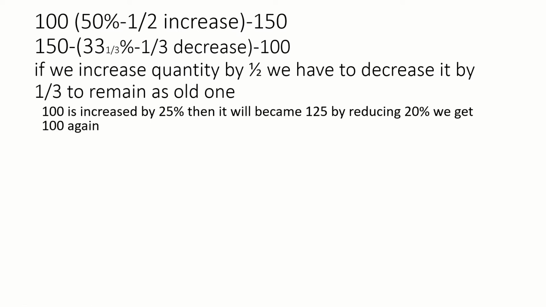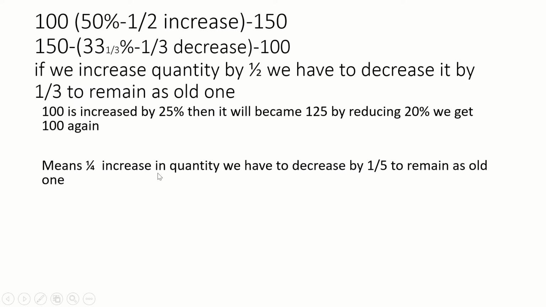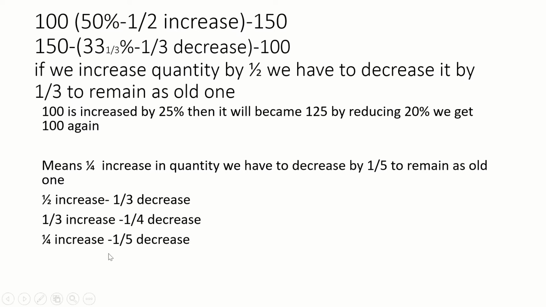If suppose another thing is there, if a quantity is increased by 25%, then it will become 125. In order to get the old 100 again, we have to decrease it by 20%. Means 25% means 1 by 4th increase in the quantity, and we have to decrease it by 1 by 5th. So by this we can make some statements: 1 by 2 increase, we have to decrease it by 1 by 3 to get the old one. 1 by 3 increase, we have to decrease it by 1 by 4th. 1 by 4th increase, we have to decrease by 1 by 5th to get the old one.